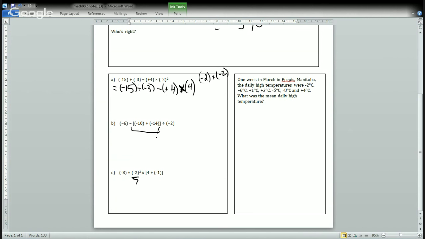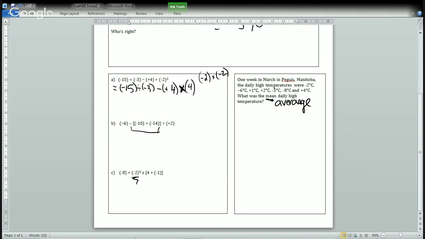Now this question will get you started here, a word problem. So 1 week in March in Pegus, Manitoba, the daily high temperatures were negative 2 degrees Celsius, negative 6, positive 1, positive 2, negative 5, negative 8, positive 4. The mean daily temperature is what we want to find out. So remember that mean means average. If I'm going to find the average temperature, I'm going to add them all up and divide by the total number of things that I had.